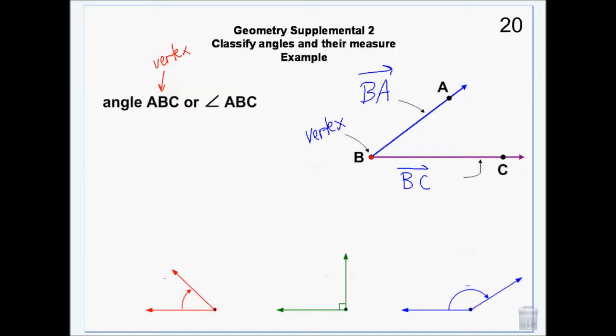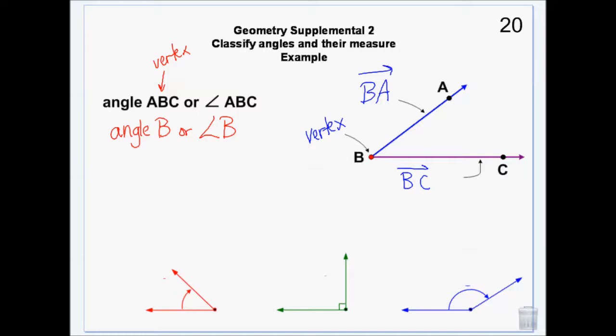Now, because this angle is not attached to any other angle, and B is only the vertex of this one angle, I could call this one angle B. If there was another line coming off of it like this, though, then I couldn't call it angle B because I wouldn't know which two angles I was talking about. So you can only call it by the letter of the vertex if it's by itself.